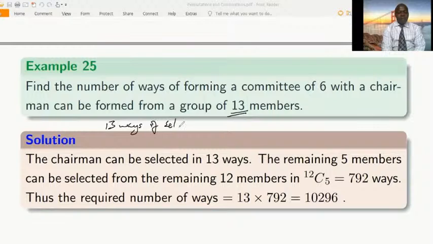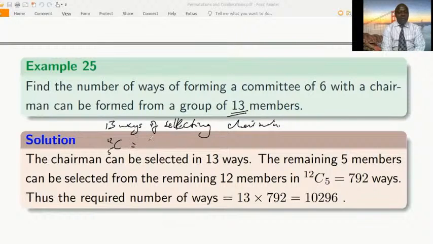Selecting a chairman from this. After we selected a chairman, you are left with 12 people. These 12 people want to choose 5. So the order does not matter. Just select 5 out of 12. So it will be combination 12, 5, because there were 13 and you already elected a chairman, so you're left with 12.